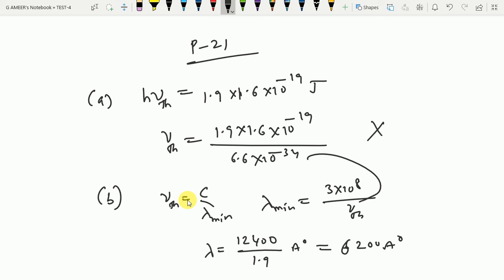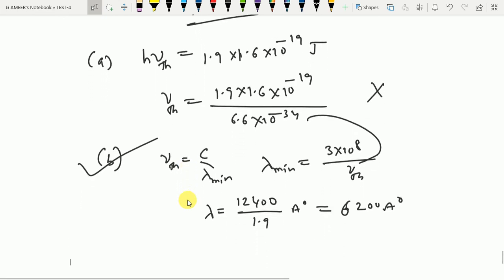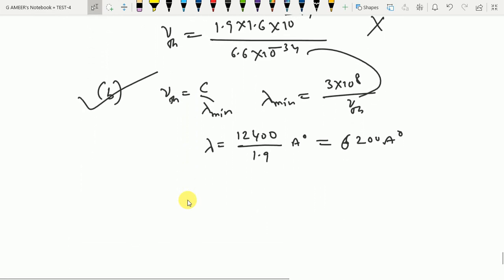So B is the best option here. Then C, the maximum wavelength, is wrong. In B and C, that is the minimum wavelength. Now the energy of the incident photon. Let us calculate the energy of the incident photon. That is the D option.